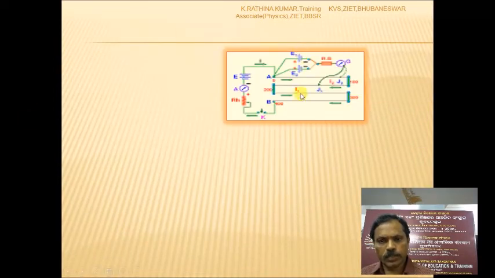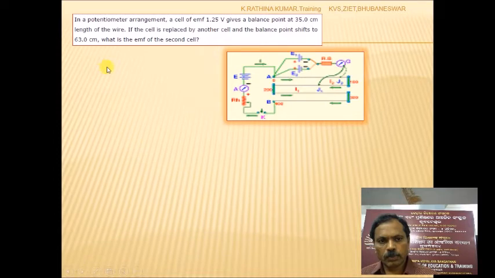So the next one is the potentiometer. This diagram shows that the two cells, E1 and E2, are connected. That means a comparison of the EMF of the two cells. Let's see this. In a potentiometer arrangement, a cell of EMF 1.25 volts gives a balance point at 35.0 centimeter length of the wire. If the cell is replaced by another cell and the balance point shifts to 63.0 centimeter, what is the EMF of the second cell?